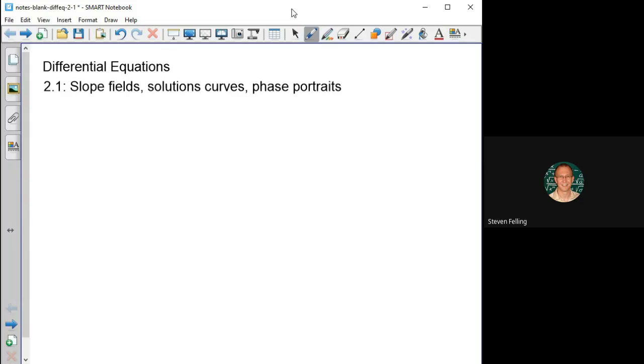So this is the last of the general overview topics before we get into the meat of how it is that we actually find these solution functions. But this is an important one to understand, especially this first part.